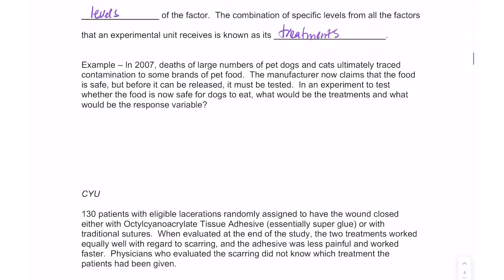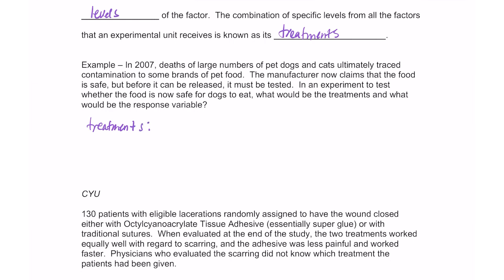In 2007, deaths of large numbers of pet dogs and cats ultimately traced contamination to some brands of pet food. The manufacturer now claims that the food is safe, but before it can be released, it must be tested. In an experiment to test whether the food is now safe for dogs to eat, what would be the treatments and what would be the response variable? Pause the video and try to answer that question.